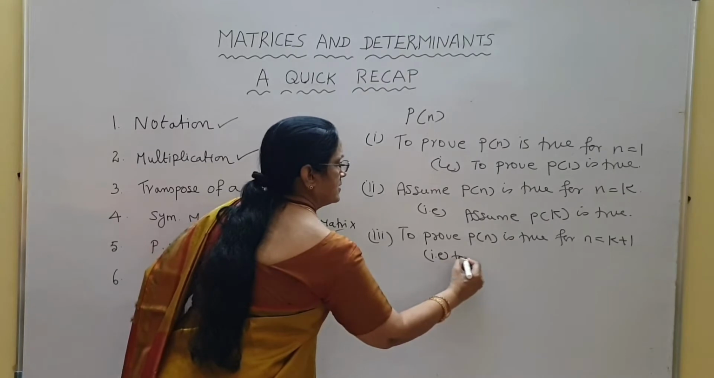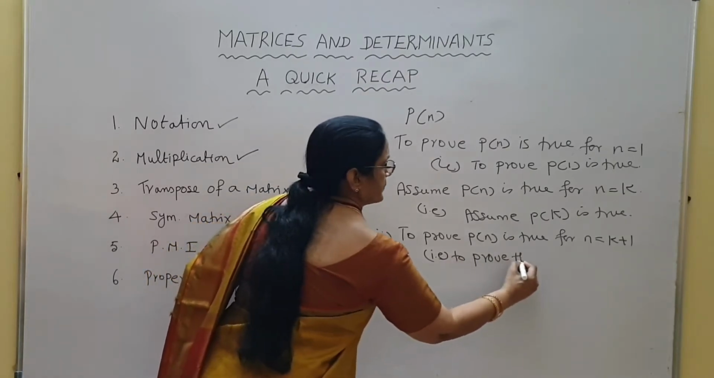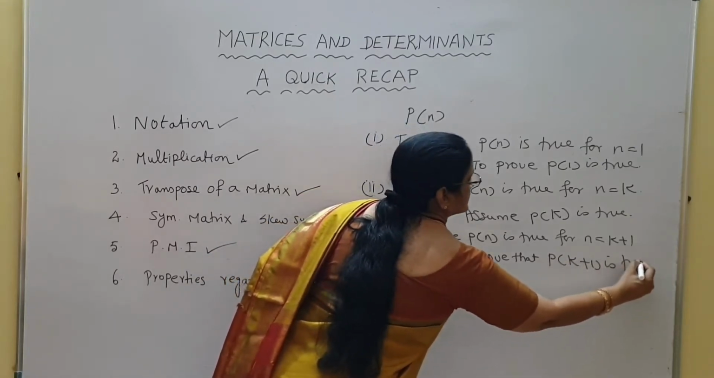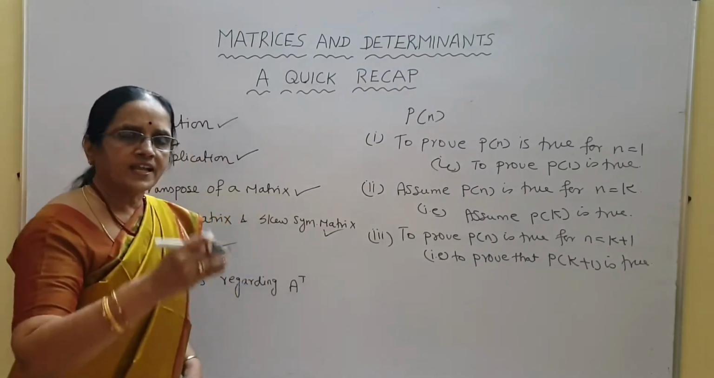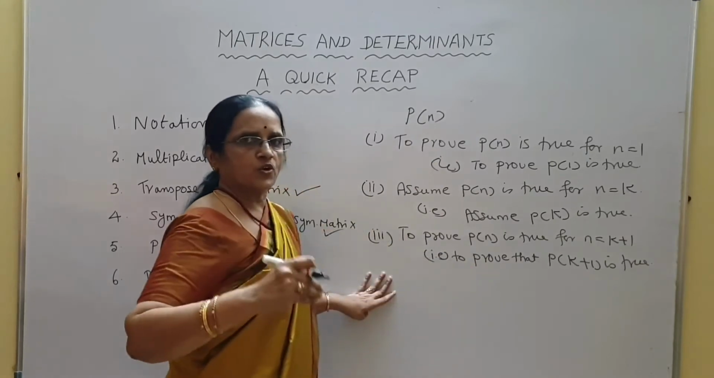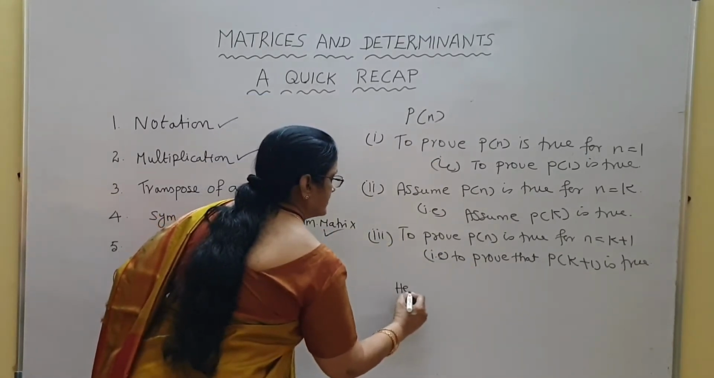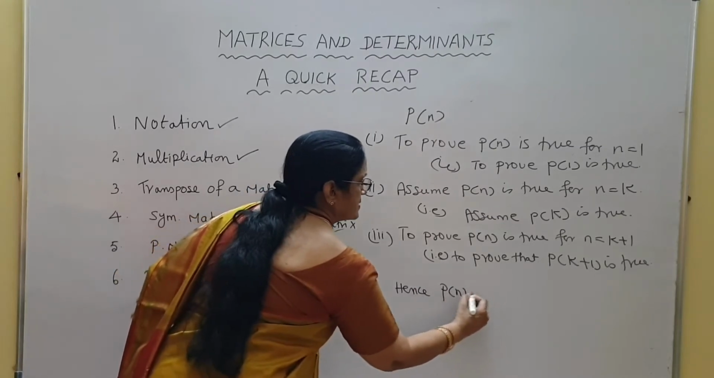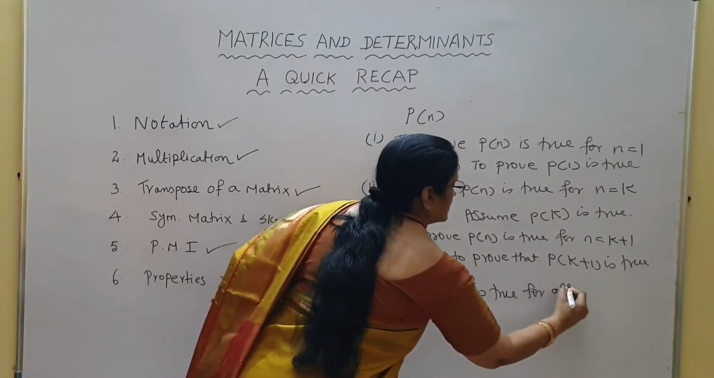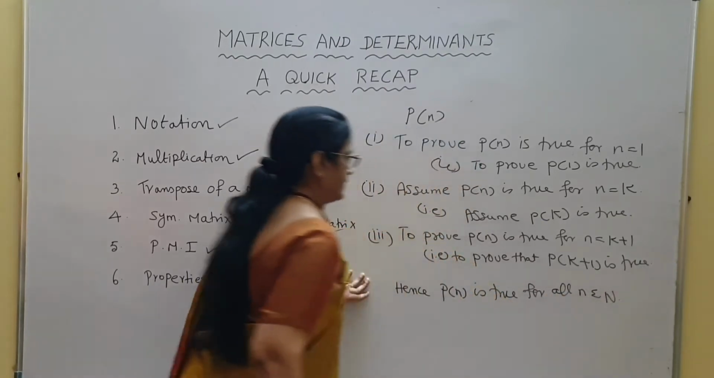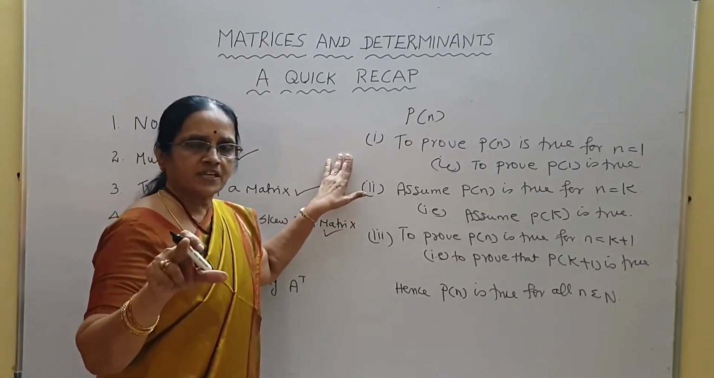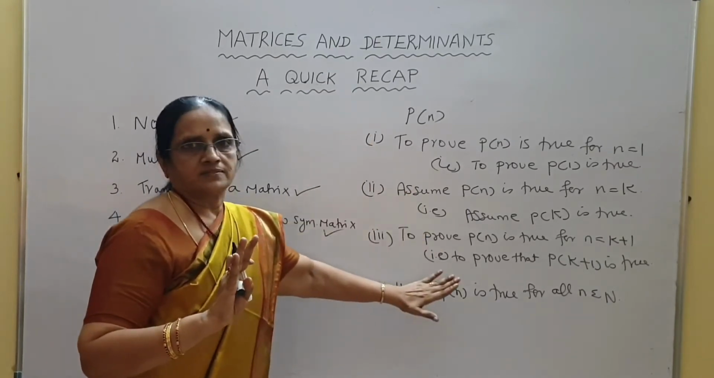That is to prove that P of k plus 1 is true. Finally, after attempting all these 3 points, you need to conclude your answer. Hence, P of n is true for all n belongs to N, natural numbers. If this concept is not there for the examination, you can just ignore this.